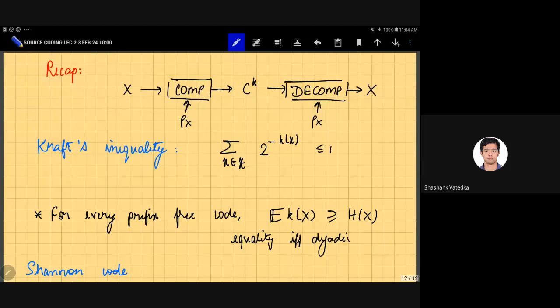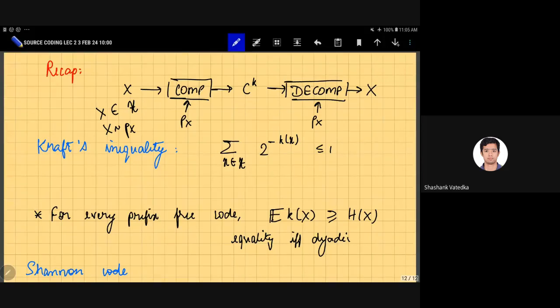Our goal is to compress X, which we know comes from some alphabet script X, and X is distributed according to Px. So both the encoder and the decoder, or the compressor and the decompressor, have access to Px, and our goal is to construct a prefix-free code which minimizes the expected length.